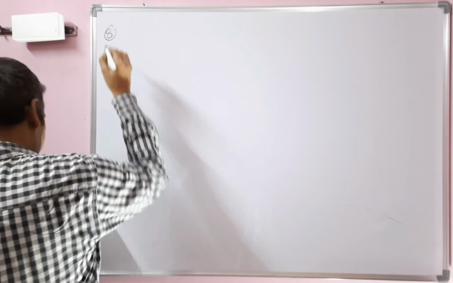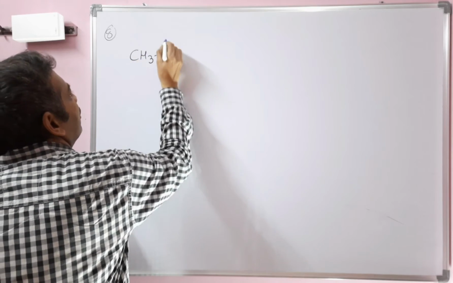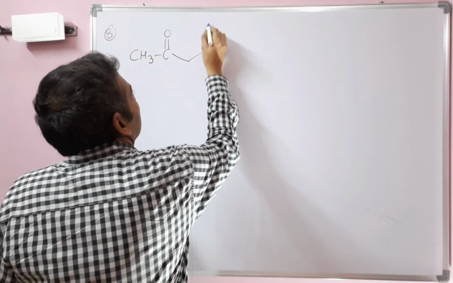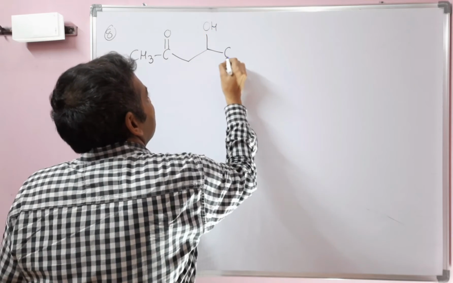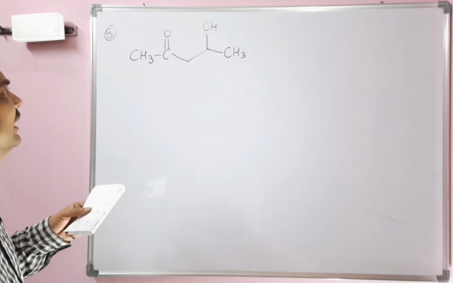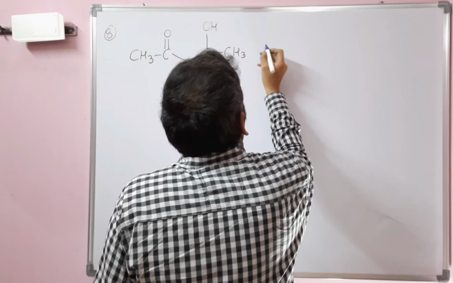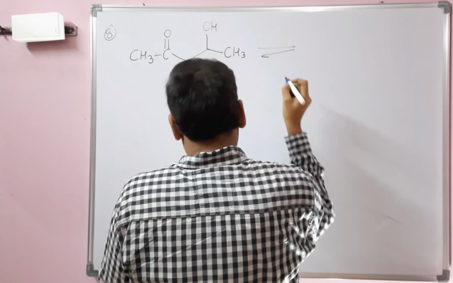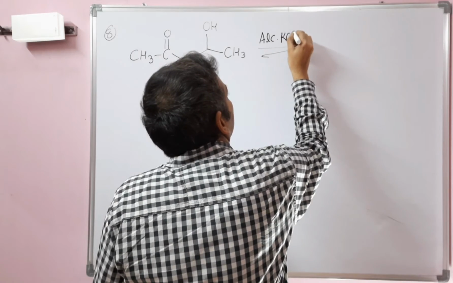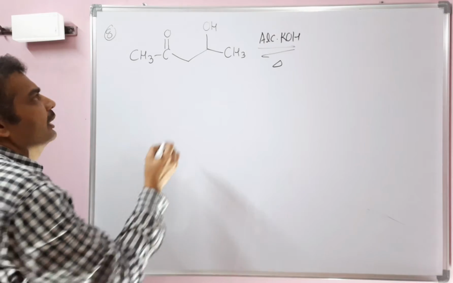Example 8. CH3CO CH3. 4-hydroxypentan-2-one reacts with alcoholic KOH at a high temperature. So look for the E1CB reaction.